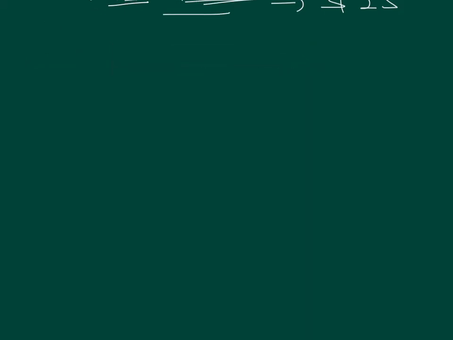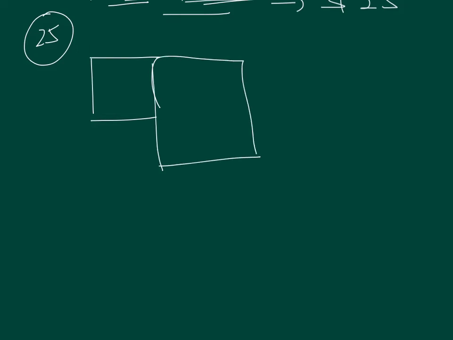Question 25. The figure is made up of two squares. I have two squares side by side. Square A has an area of 25, which means it must be 5 times 5, so here's 5, here's 5. Square B has an area of 49, so this means 7, 7, 7. Find the area of the unshaded part.